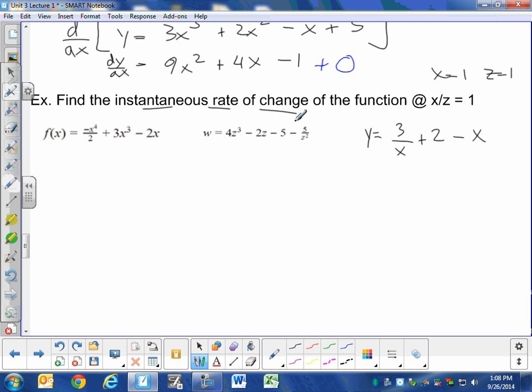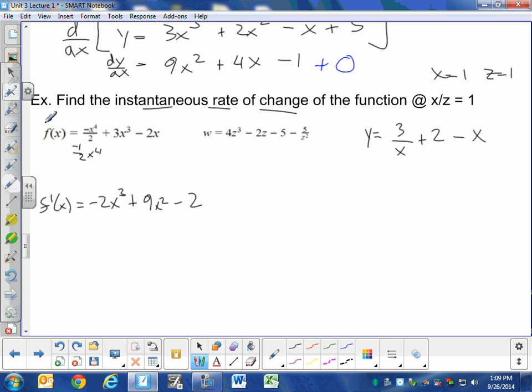I'm going to find the slope of this function, the tangent slope of this function, when x is 1. How do I do that? I find the derivative. Step 1. The derivative of this guy, it's negative x to the 4th over 2. Well, I can rewrite that as negative 1/2 x to the 4th. The derivative of negative 1/2 x to the 4th would be negative 2x cubed, plus the derivative of 3x cubed would be 9x squared, minus the derivative of 2x is 2. That is my tangent slope generating function.